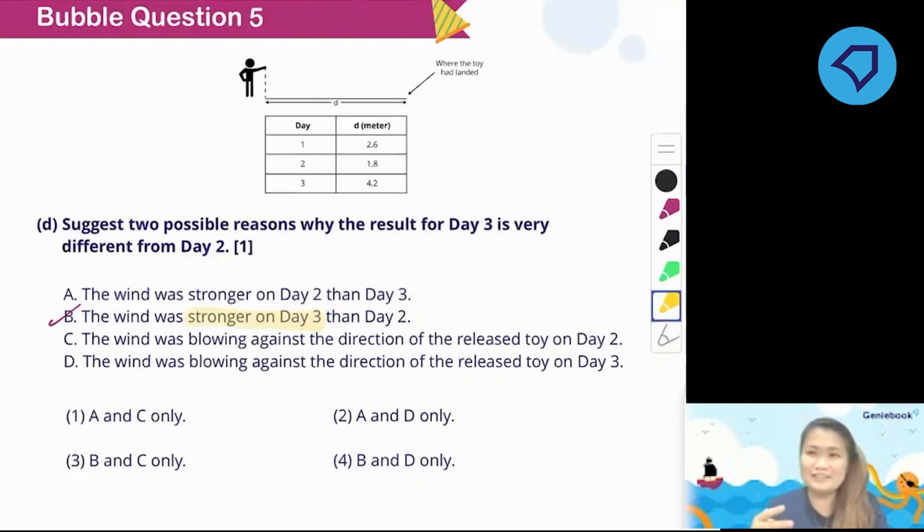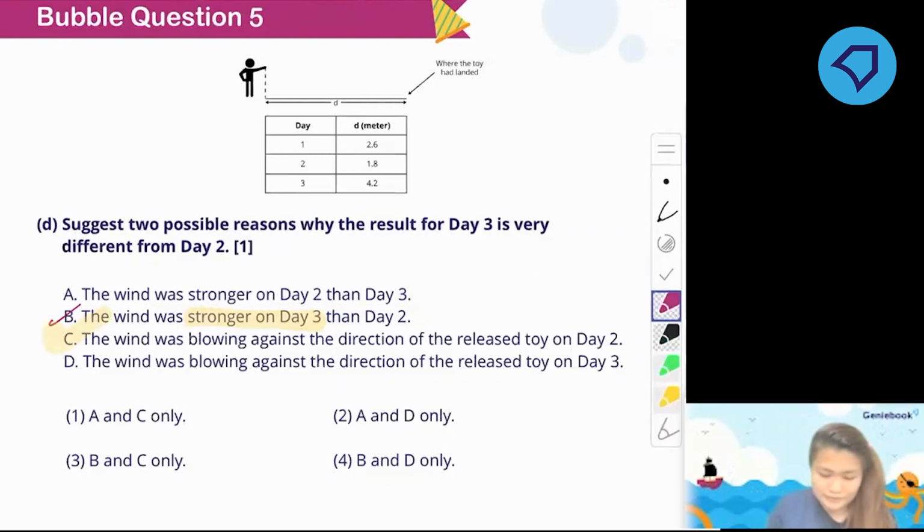Darius is like, how are we supposed to know that? Well, sometimes we need a little bit of thinking. On day 2 itself, you notice that the distance traveled is shorter. So it could be day 2, the wind is not so strong. It also could be because the wind is blowing against the toy. So instead of going forward, it goes backwards, or it's trying hard to go forward, but the wind is pushing it backwards. So that will give you C to be a correct possible answer. So the answer is number 3. I think some of you chose 4. If it's going against on day 3, your distance won't be as far.